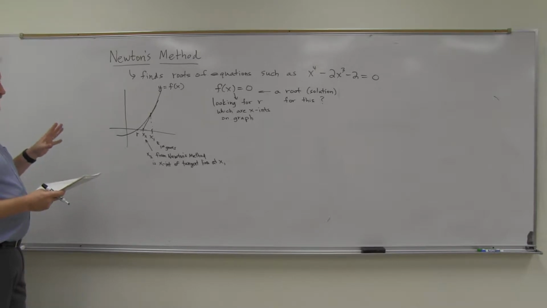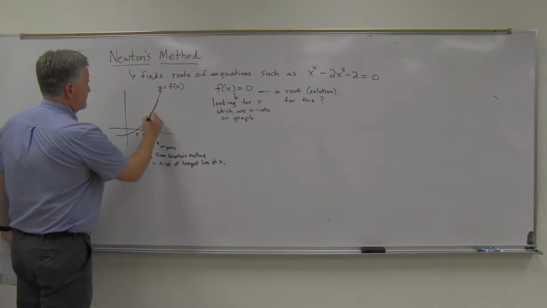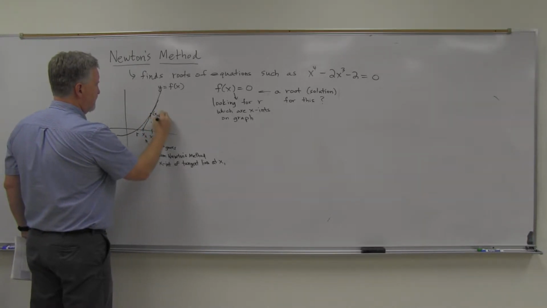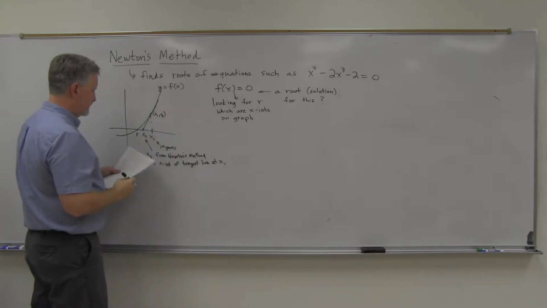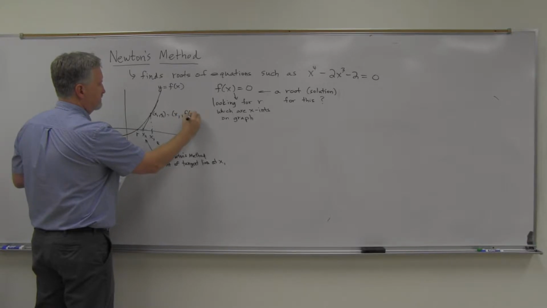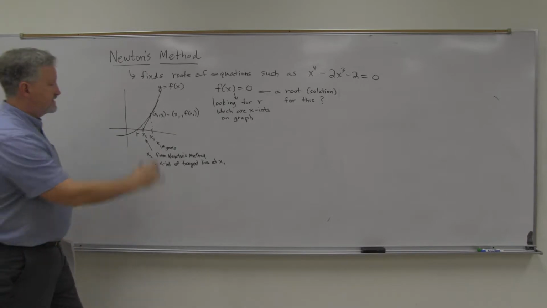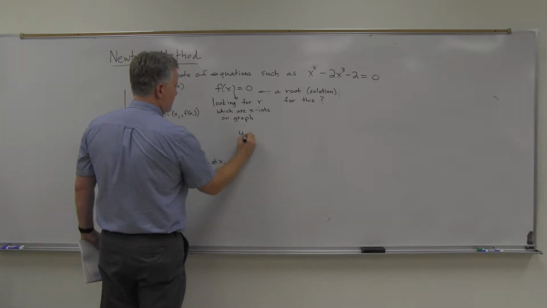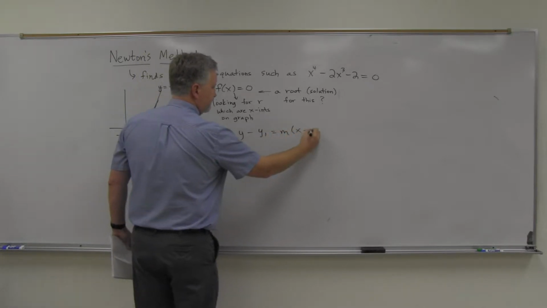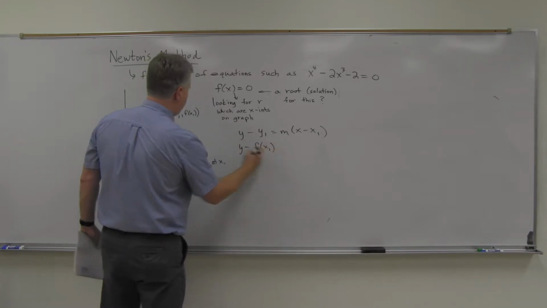All right, now, working out the fine details here, this point would be x1 comma y1, which is x1 comma f of x1, right? That's what that point would be. So that tangent line is, using point-slope, y minus y1 equals m times x minus x1. It would be y minus f of x1, right? That's the y1.